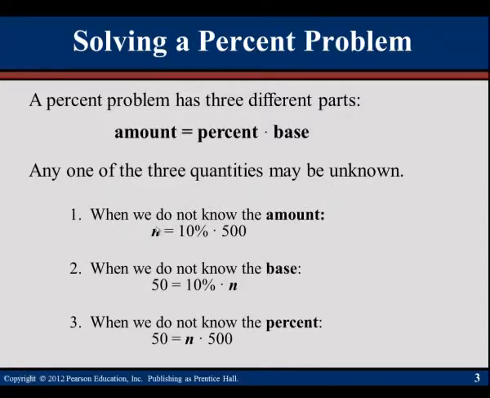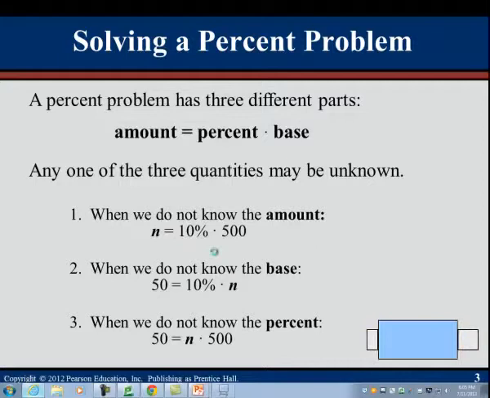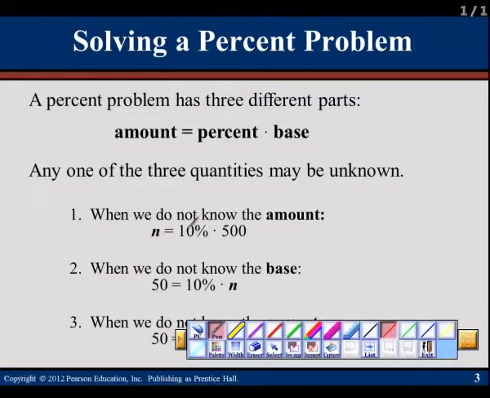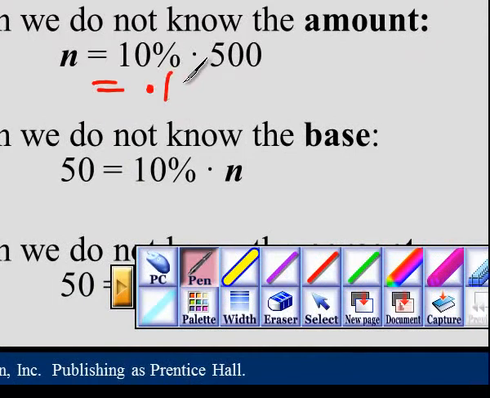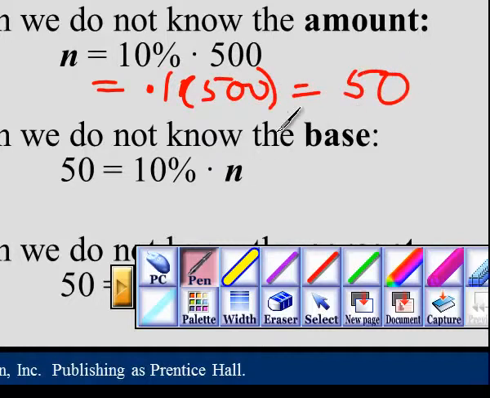The first one is where you don't know the amount, but you do know the percentage, and you do know how much you're multiplying into the percentage. Well, normally for this type of problem, you have to convert the percentage. You always have to convert the percentage to a decimal. So this would be 0.1 times 500, which would be 50.